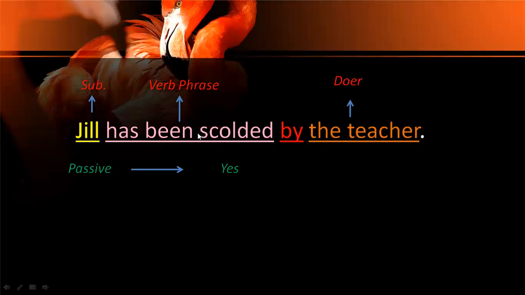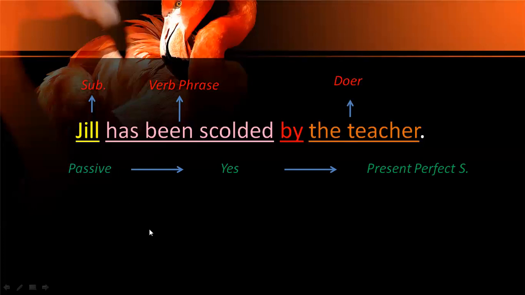There's no -ing, there's no being, there's no -ing with the verb, therefore it is a present perfect simple. Then we need to change it back into active. Therefore, we should look for the doer. As we said, the teacher is the doer. Therefore, the original object is Jill.